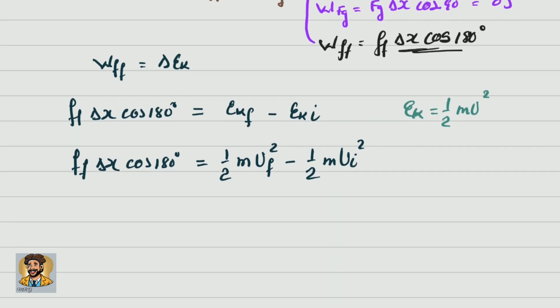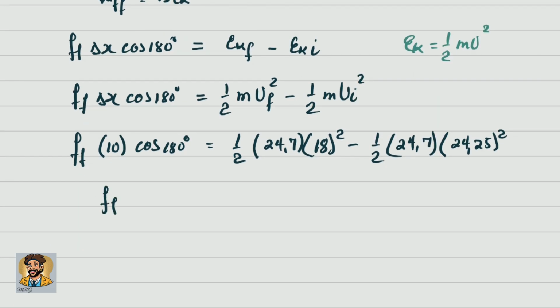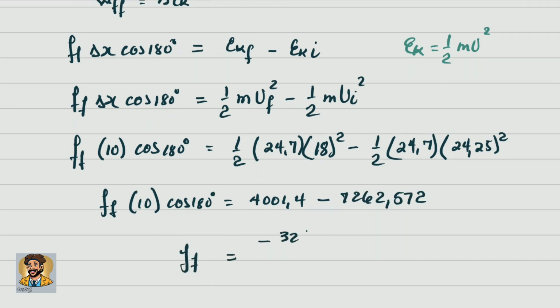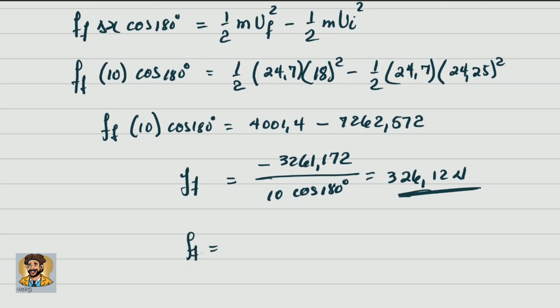We have now enough data to substitute everything here. Everything is taken from the picture. All the substitutions are going to be done, so I'm going to do the substitution. We get that the frictional force is going to be equal to 326,12 Newton. That is the answer here. Now, the direction of the frictional force should be 326,12 Newton in the opposite direction, or opposite to motion. And that is the final answer.